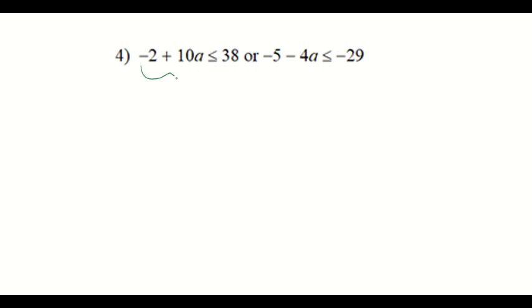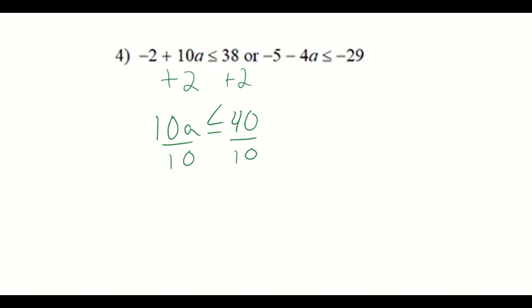So for this piece, what we have to do is add 2 to both sides of the inequality. So we have 10a is less than or equal to 40. Divide both sides by 10, and a is less than or equal to 4. We're also keeping this "or" here because it's this or whatever is happening over here.